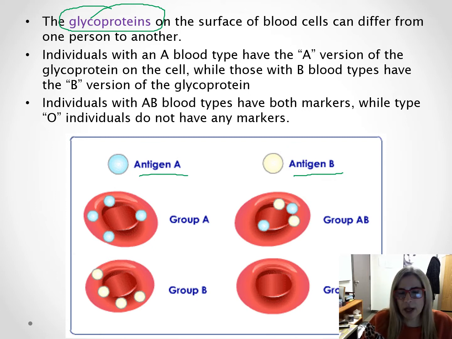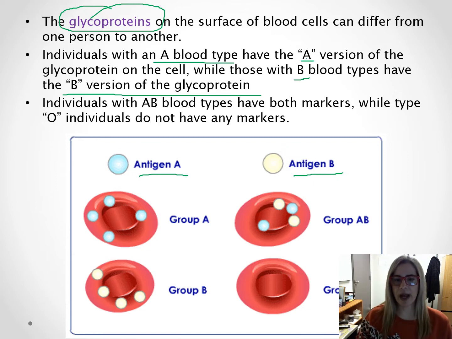Depending on what blood type you are, your blood cells will have a different glycoprotein from someone who has a different blood type. In other words, individuals with an A blood type have the A version of the glycoprotein, or the A antigen, and people who have B blood types will have the B version of the glycoprotein. So the glycoprotein is different between people that have A and B blood types. That's why you can't just randomly transfuse the blood of a type A person into a type B person, because that can have deadly results.